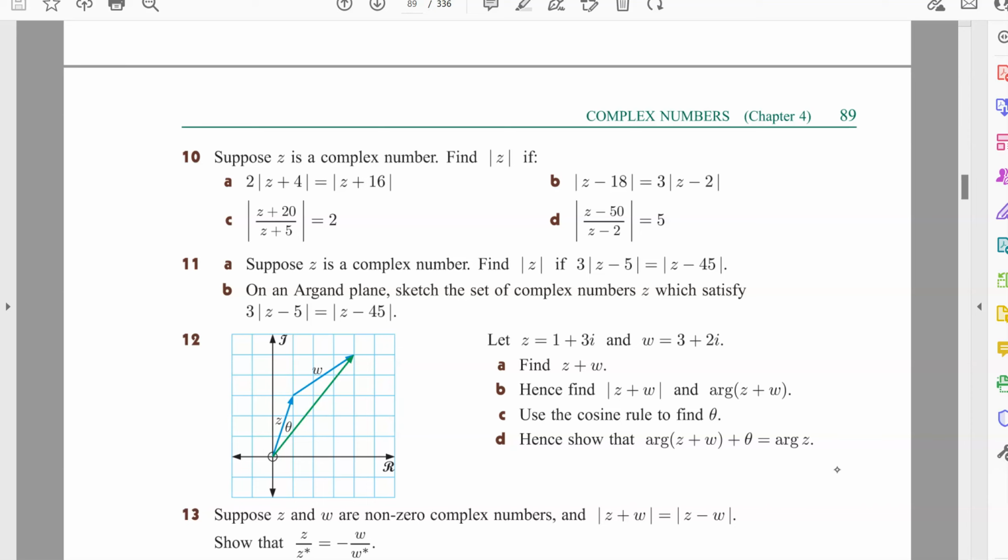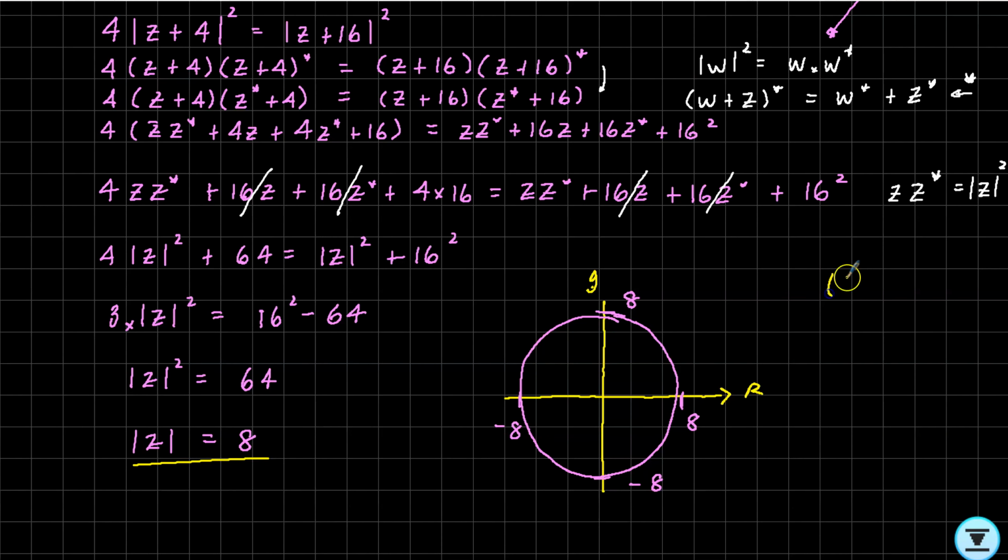What's the deal with 10D? Yes, Guy, yeah? Do the thing. Yep, so you're using the rule where you're splitting the modulus up, absolutely. So, excellent.